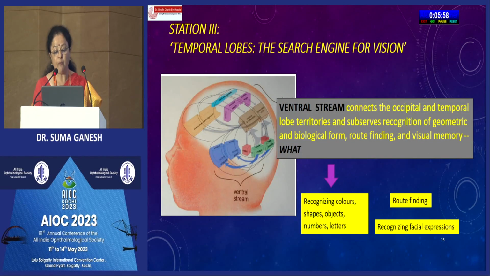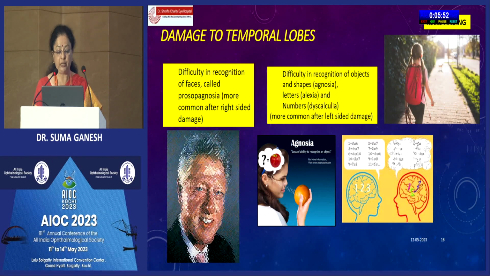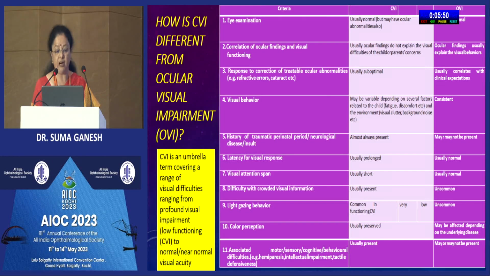The ventral stream helps us in recognizing. It connects the occipital lobe and the temporal lobe and helps us recognize color, shapes, and objects. This has been covered by the previous speaker. Now, how do we do the eye examination, and how do we say that this is CVI and not OVI? CVI is now a big term covering a range of visual difficulties, ranging from profound visual impairment to low-functioning CVI to near-normal visual acuity.